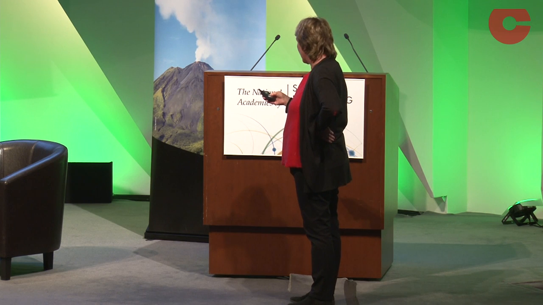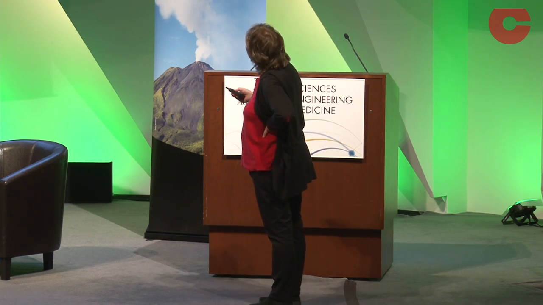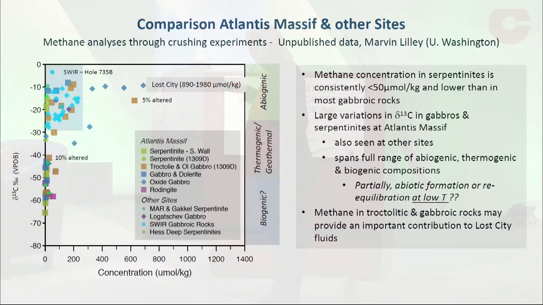If we try to understand, I think, could you go back, please? One of the things I didn't point out is that we often use the delta C13 values to determine biogenic, thermogenic, or abiogenic methane. And in this system, we have the whole range. It covers all of these fields.